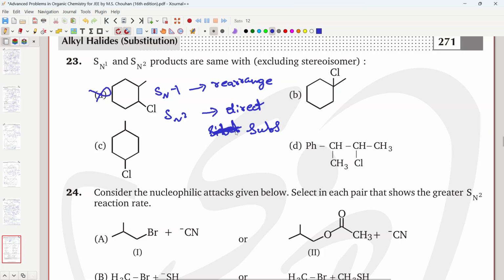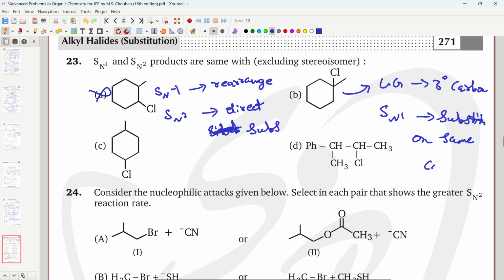So, not possible. Now, option B, 1-chloro-1-methylcyclohexane. The leaving group is on a tertiary carbon. SN1 gives substitution at the same carbon. So, option B.